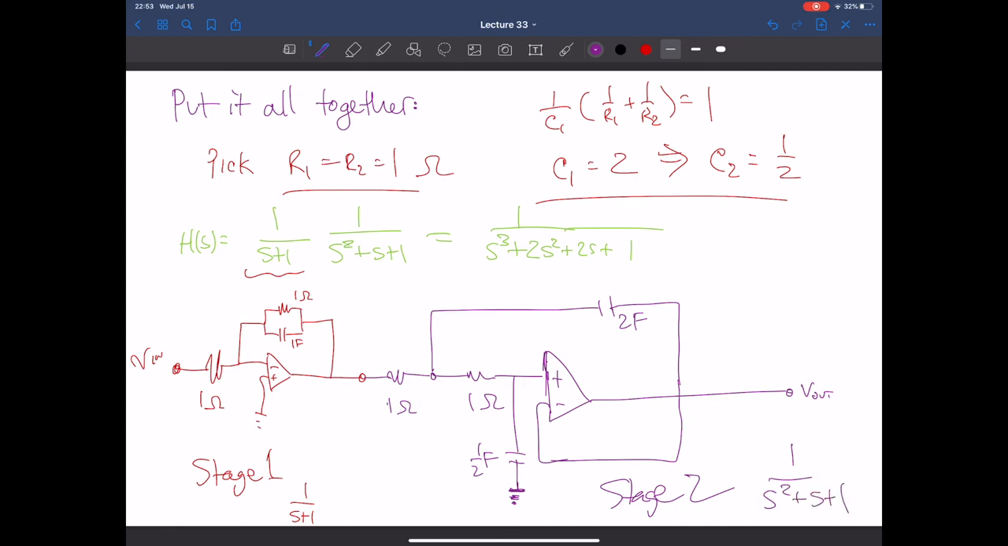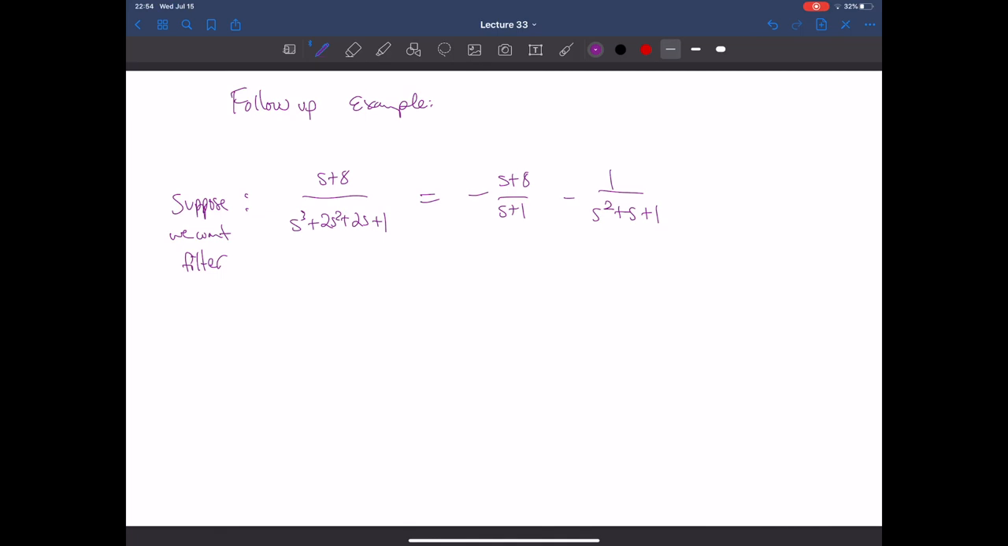Since no one's saying anything, I'm going to assume that you all got it. Let's do a little follow-up example. So let's say someone throws something a little bit nastier at you. You're like, okay, that's great, but what if someone put an S plus 8 up there? I have some other stuff down here that I need to work with. Well, I already solved all this, so I don't care.